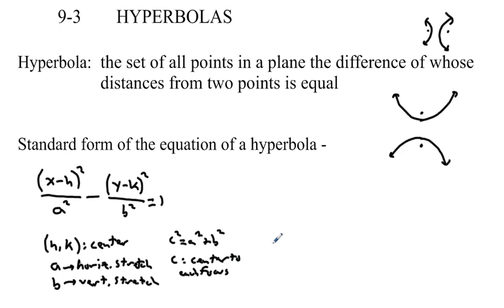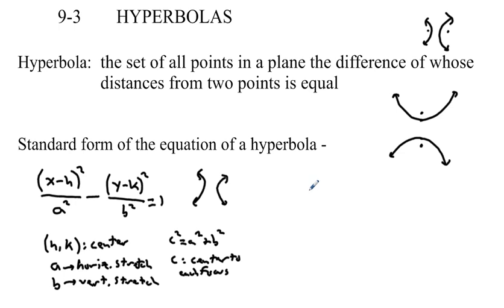Now this particular equation, x squared minus y squared, is going to give us a hyperbola that looks like this, that opens in the horizontal direction. So basically, if it's x squared minus y squared, if the x is first, it's going to open in the x direction, left and right.